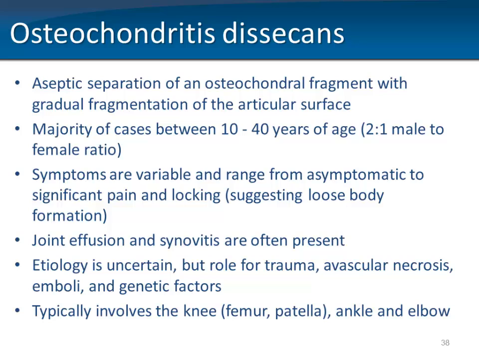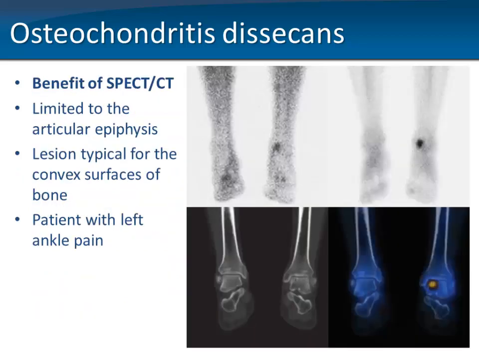Again, the etiology is uncertain, but we think there is a role for trauma, avascular necrosis, emboli, and genetic factors. And typically, what I see most frequently, it involves the knee, and to a lesser extent, the ankle and the elbow. And SPECT-CT really has become a game changer for this condition, simply because it has dramatically increased our specificity.